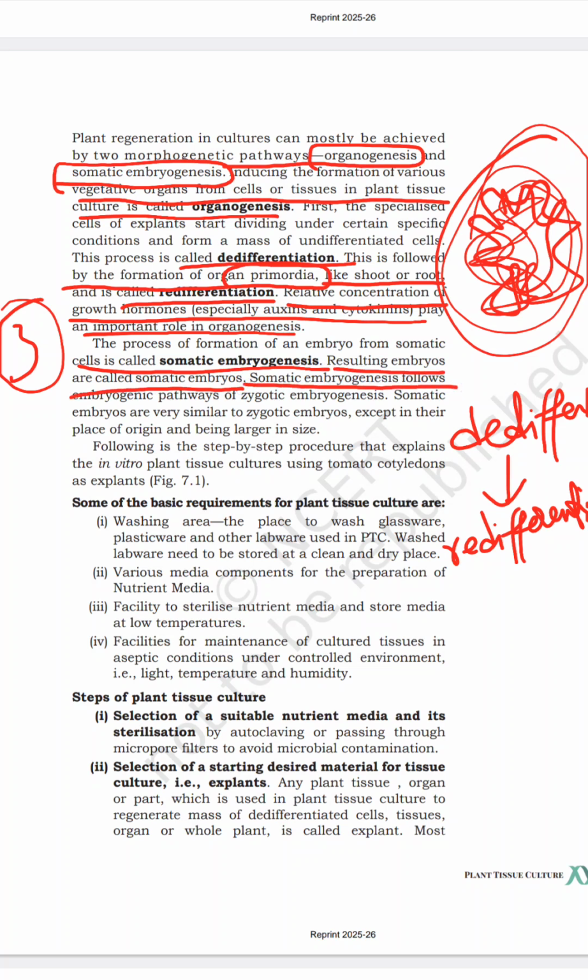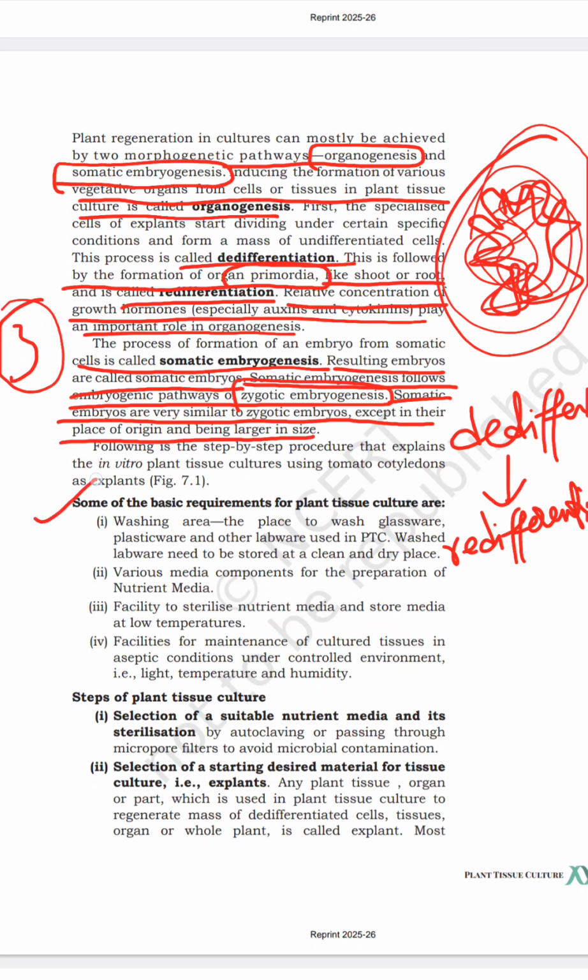Somatic embryogenesis follows the embryonic path of zygotic embryogenesis. Somatic embryos are very similar to zygotic embryos except in origin and size. The size is very big in nature, and also the process of origin differs. A zygotic embryo has a separate origin and somatic embryos have a different origin.